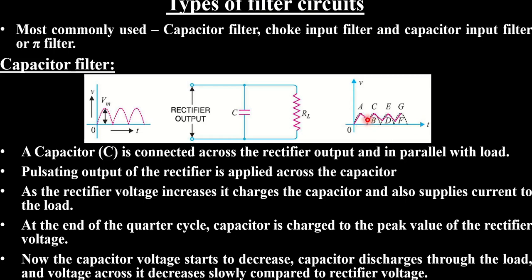Now again the input voltage of the filter circuit, that is the rectifier output, starts to increase. So again the voltage across the load resistance starts to increase. This cycle is repeated, and we will have a waveform like this. From here we can say that most of the AC component has been filtered out or bypassed by this capacitor C.